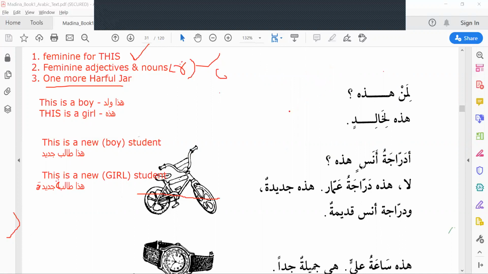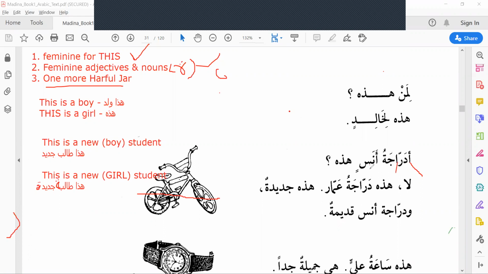Adarrajatu anasin hadihi? Darrajatu means bicycle. Okay. Hamzatul istifham. Adarrajatu anasin hadihi. Is this Anas's bicycle?